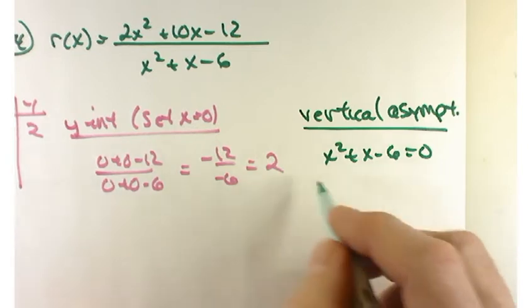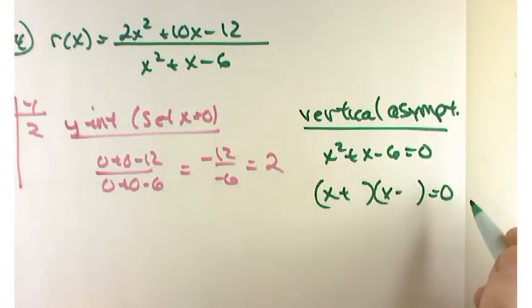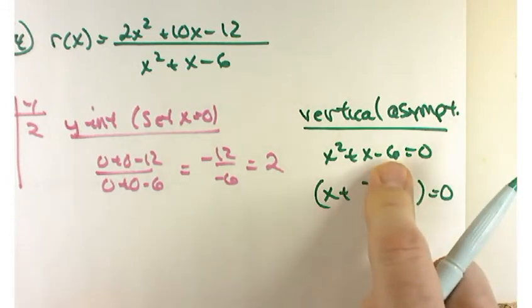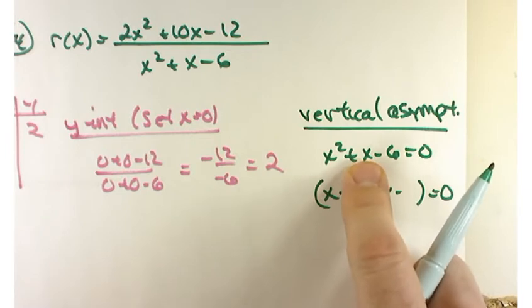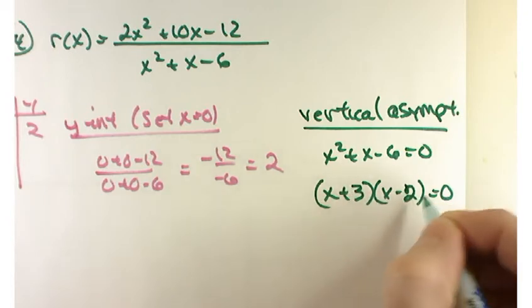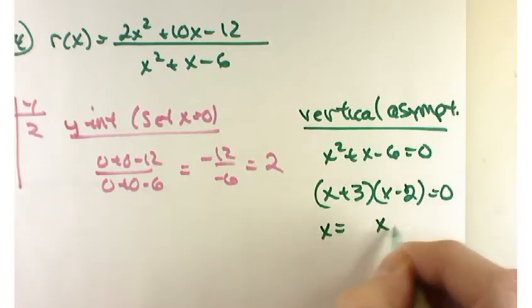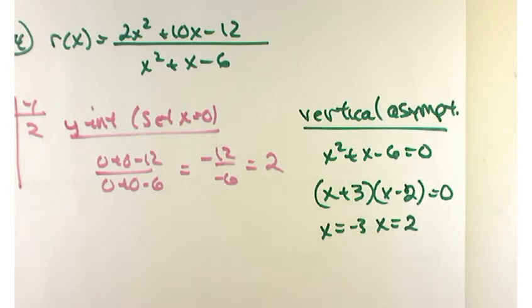Eric, how's this going to factor, please? Let's see, I need two numbers that multiply to negative 6 and add to 1. All right. Kim up front's got your back. So plus 3 and minus 2. Thank you. So that gives me roots at what points? Negative 3 and positive 2. Cool. So I expect vertical asymptotes here.